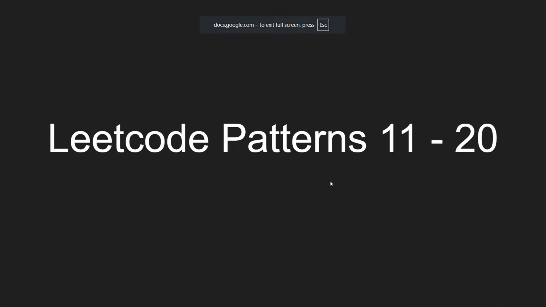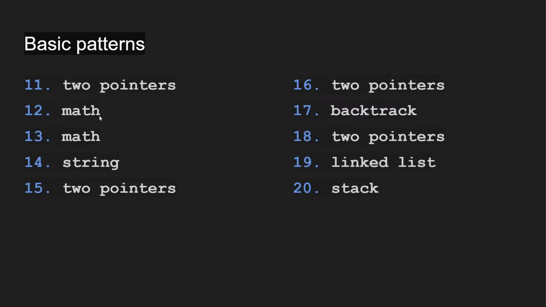Yeah, hello. So in this video, I'm gonna talk about Leetcode problems 11 to 20. From these 10 problems, we will learn some Leetcode patterns. For problem 11, we're gonna use the two pointers, and for 12 and 13, it is a basic mathematical problem. We just need to understand how to turn Roman to integer or integer to Roman.